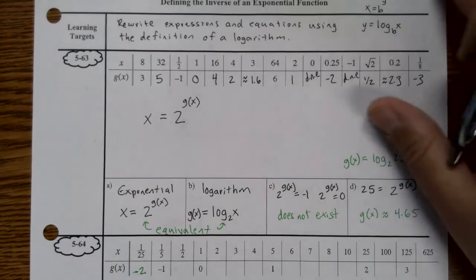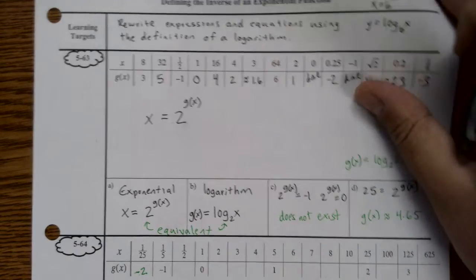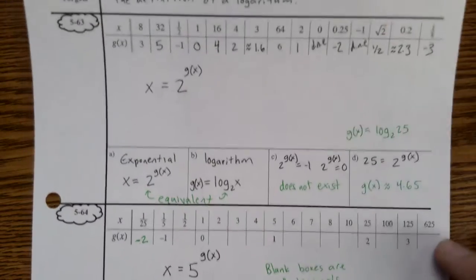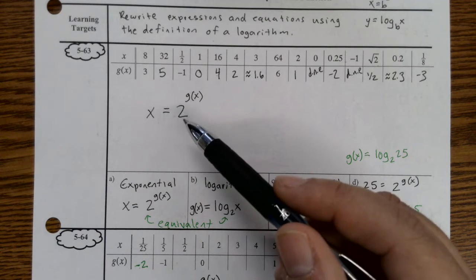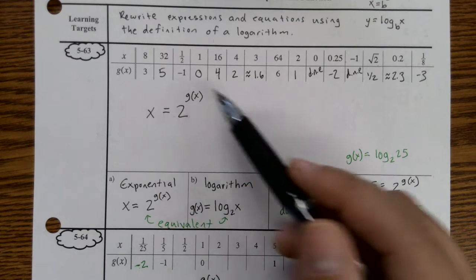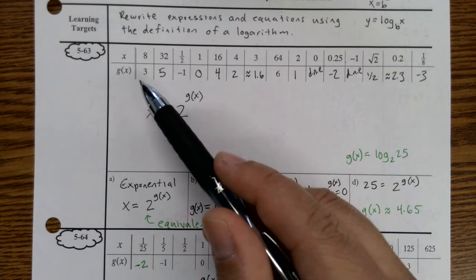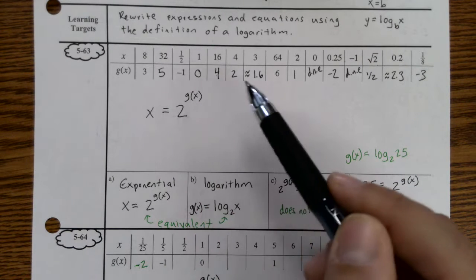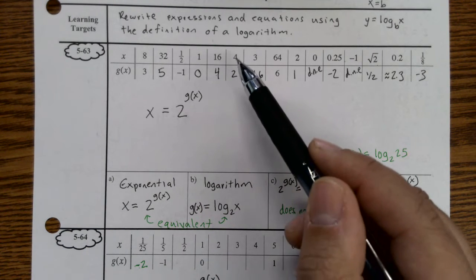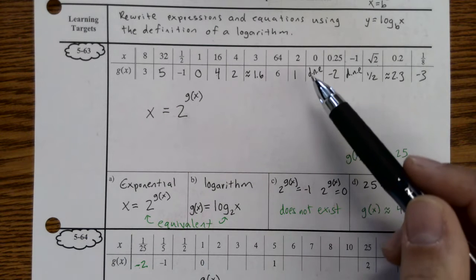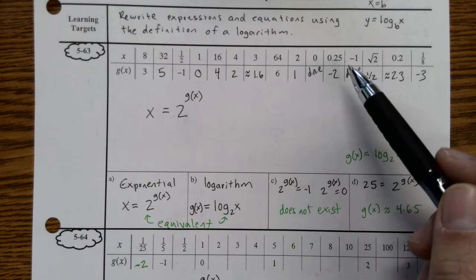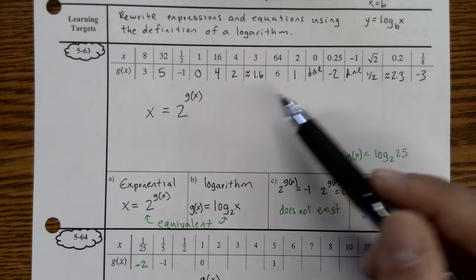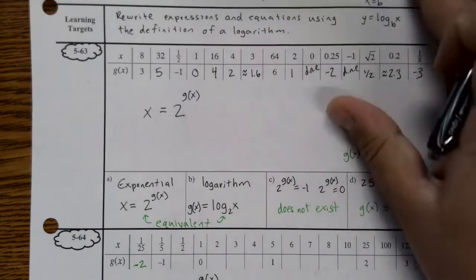In today's notes, we had two tables and we had to figure out the pattern in both of those tables. We figured out that the pattern for the first table was a base of 2, and then g of x is the exponent. So for example, 2 to the third power is 8, 2 to the second power is 4, and so forth. We realized that there aren't any exponents that give you 0 or a negative, so that's why they do not exist. And some of the answers are decimals.